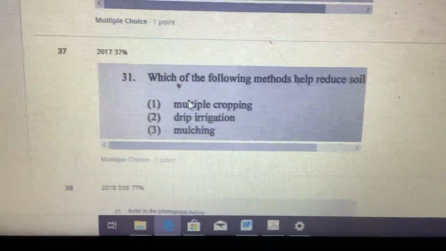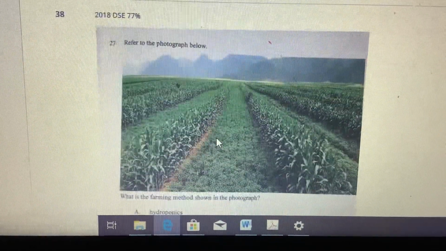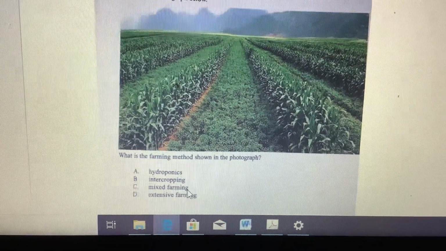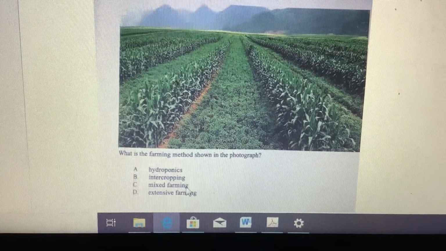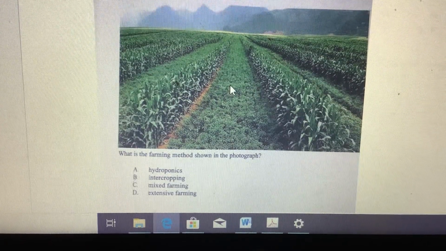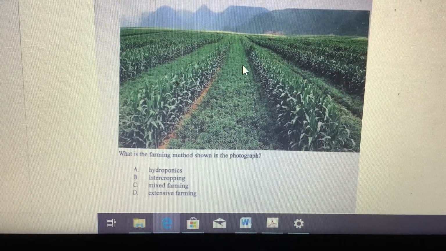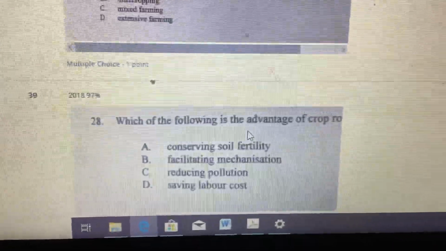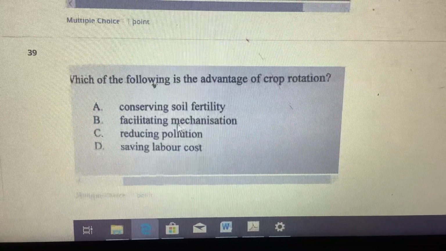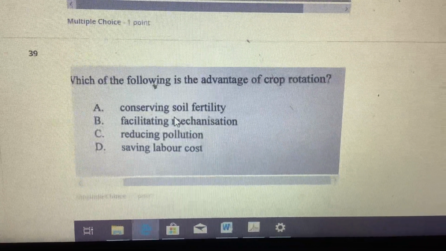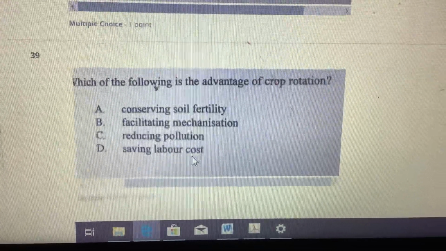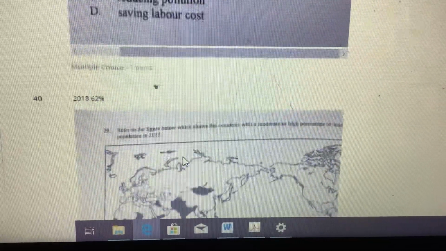I mean this one, question number 37. This one again, what's this? Intercropping, no doubt. Don't tell me it's mixed farming. Wrong. Hydroponics is growing without soil, where we put the plants in nutrient solution. Which of the following is the advantage of crop rotation? Conserve soil fertility. This one is correct. B is wrong. How can crop rotation help to deal with mechanization? Reduce pollution, wrong. Saving labor cost, wrong, because this is increasing labor cost.